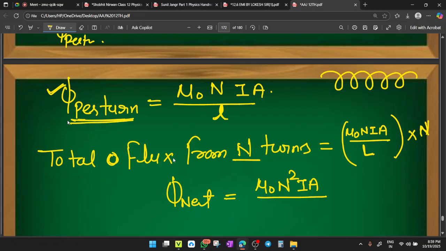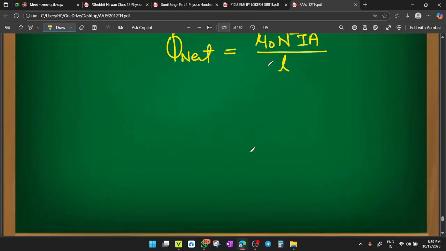Total flux from N turns. So this is equal to mu naught N square I a upon a small l. Remember, this is a small l, the total length of the coil. So now this is equation number one. Give it equation number one.